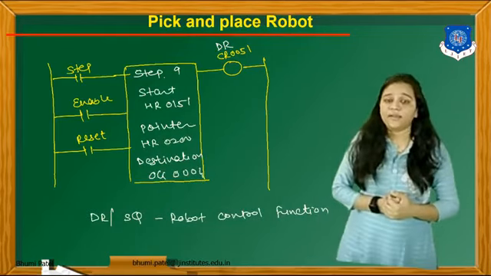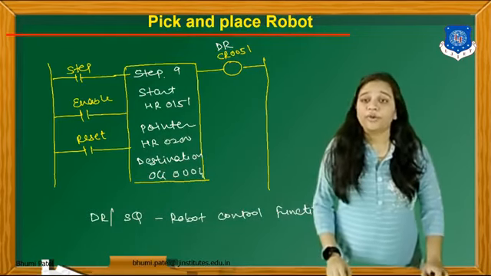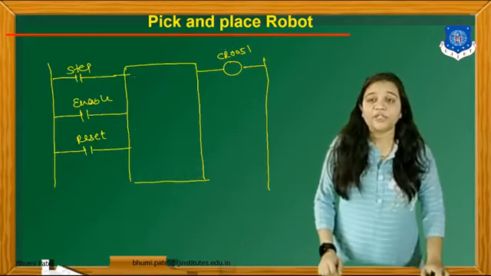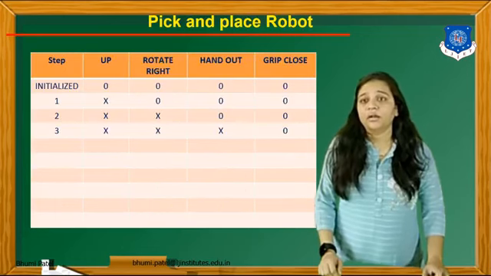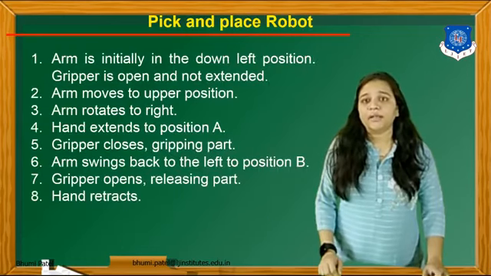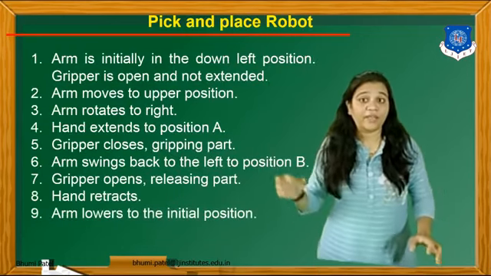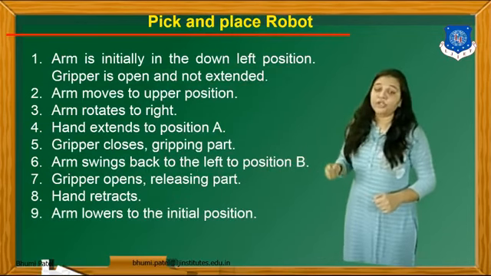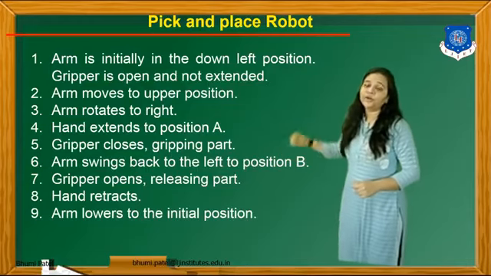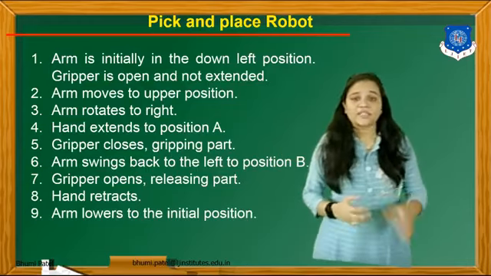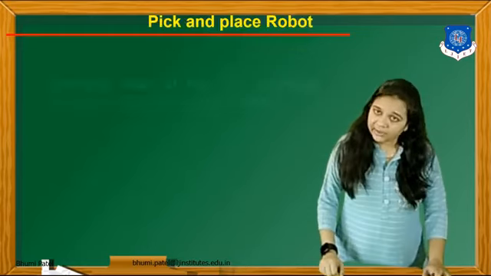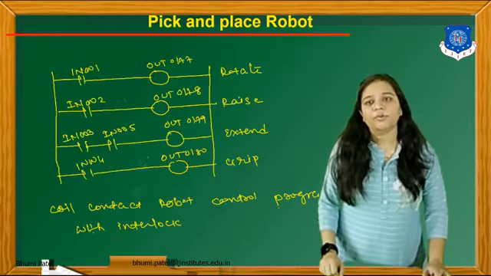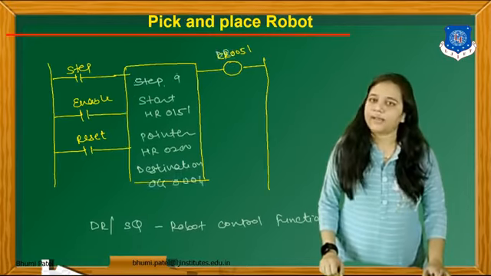Now how can we identify that step 9? You have to take the step at the initial condition. As you remember, whenever we decide to draw the ladder diagram of the pick and place, we have to decide the different steps for the pick and place robot. So we have steps starting from 1 to 9, and then my task will be completed. So that's why in this block format we have to take step number 9.